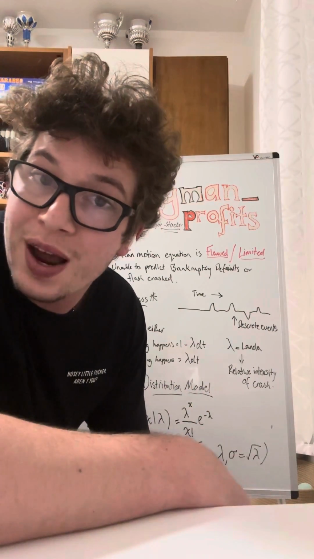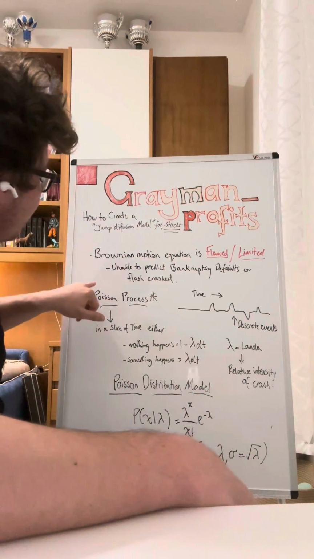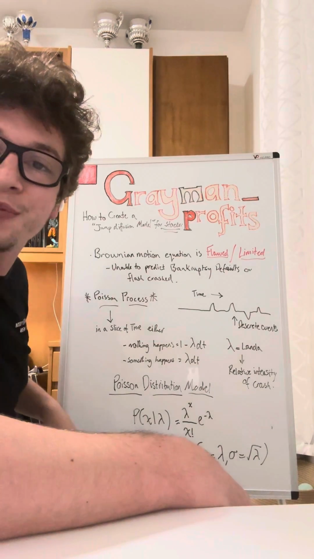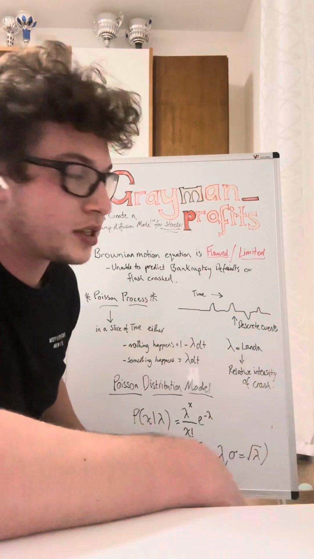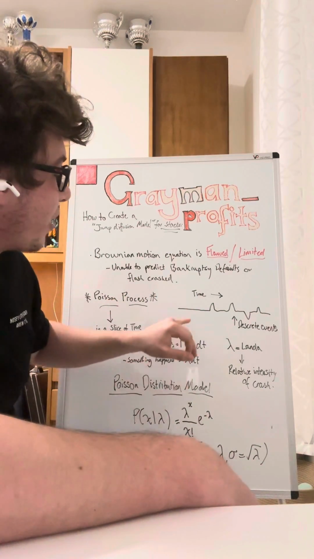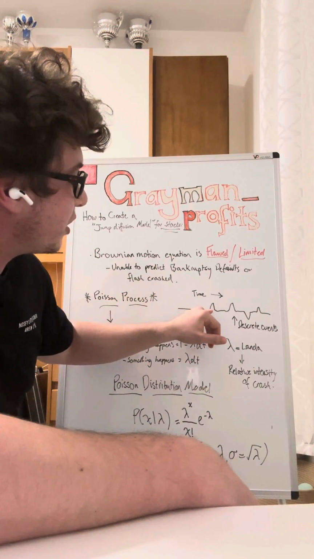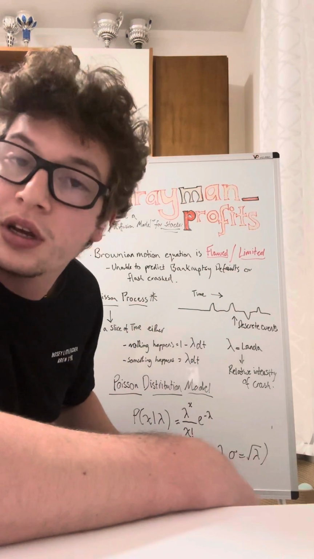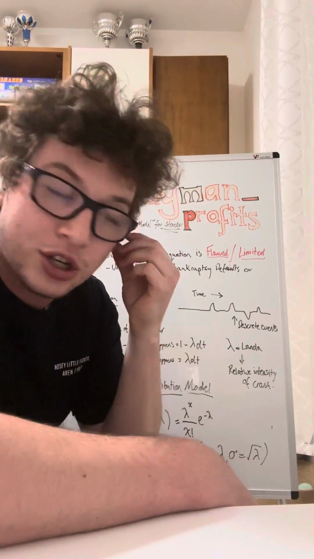So how do we get around this? We use something called the Poisson Process. So what is the Poisson Process? Basically, it's the calculation over time and the compounding factor of, okay, what is the probability of a deviation? The deviation being a crash.